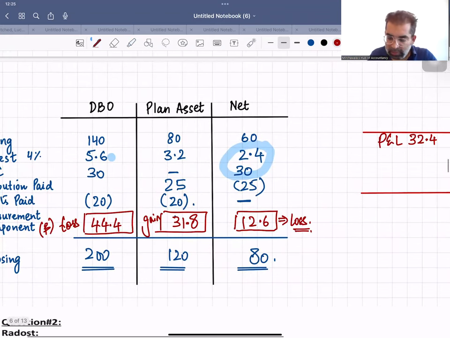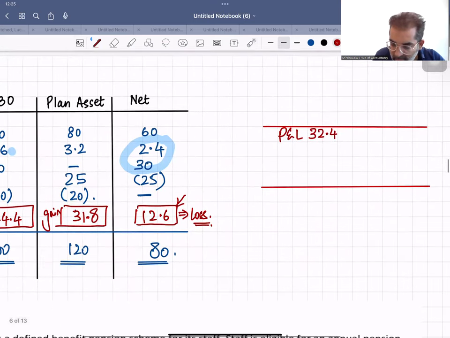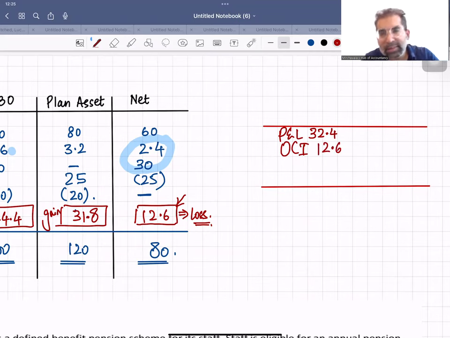Now, this 12.6 is a remeasurement loss, not gain. I already told you that remeasurement loss or gain, the remeasurement component, goes in OCI. So it's a loss, so we'll debit the OCI. If it were a gain, we'd credit the OCI, the reserve. OCI is a sort of reserve, you can call it.